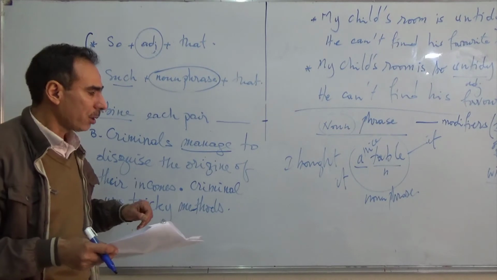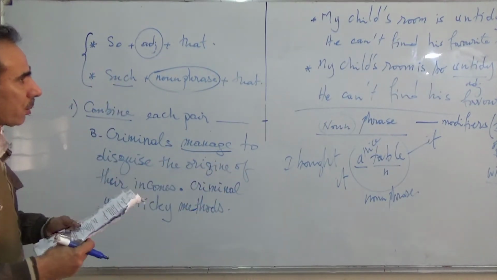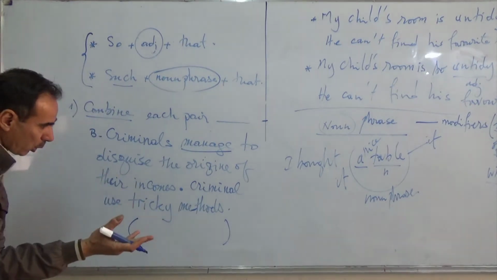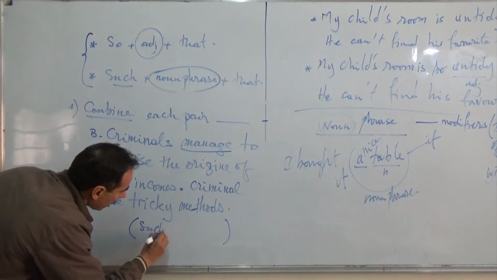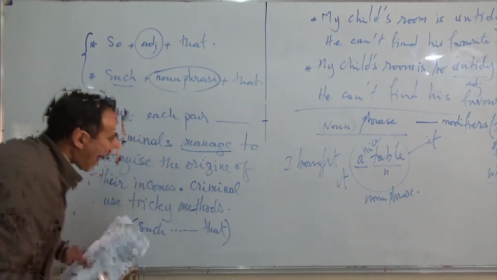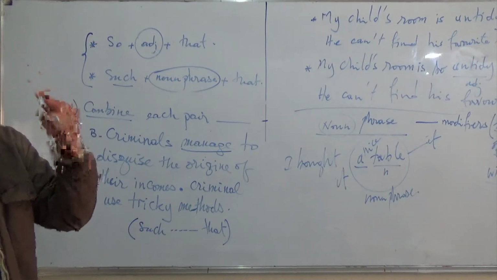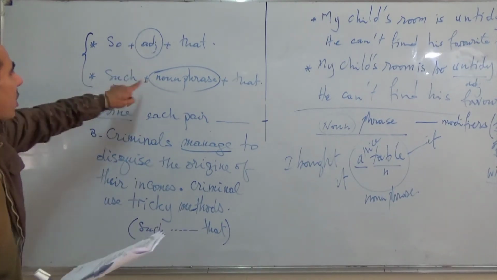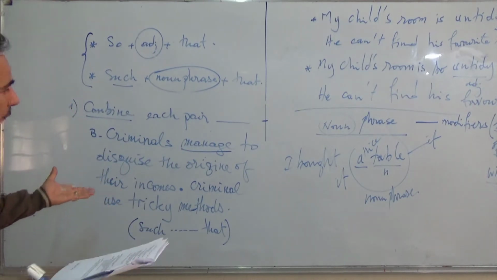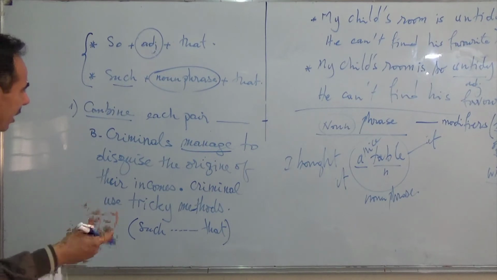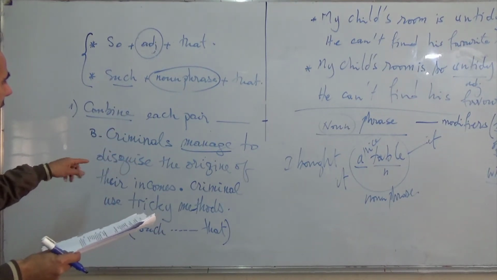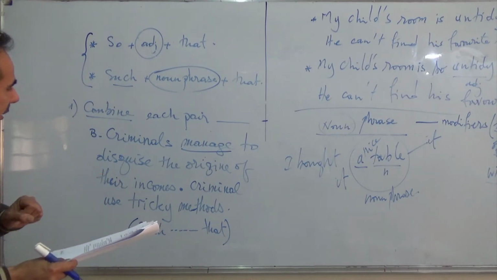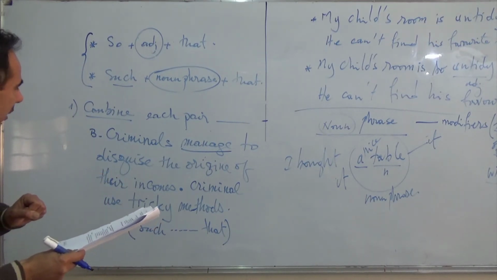This is not important. What is important is to match the two sentences to get only one, and you are given here between brackets the link word you are going to use. You are going to use "such that". I am going to recall my lessons and know that "such" here needs a noun phrase. Such, noun phrase, and that. What I'm going to do is find this noun phrase. Where is it? Criminals manage to disguise the origin of their incomes. Criminals use tricky methods. And we have such that.